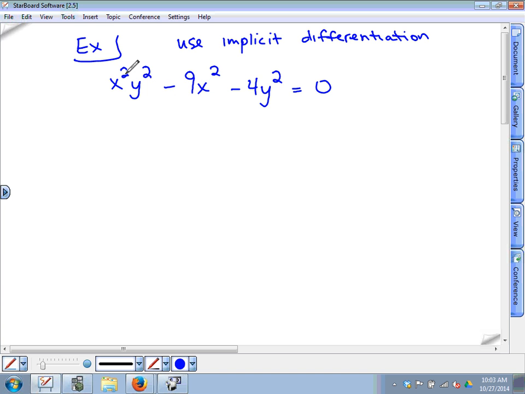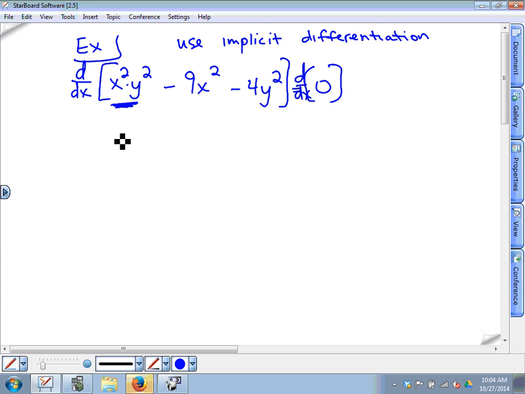Here we go. Let's take the derivative of both sides with respect to x. So, derivative of the first part here, just the x squared, y squared. That's a product rule. So let's do the product rule. On just x squared, y squared right now, it's f prime times g plus g prime times f.